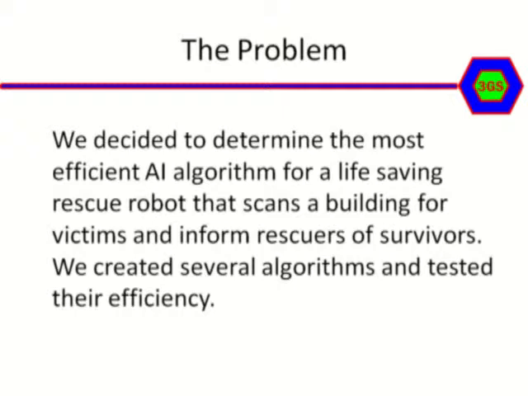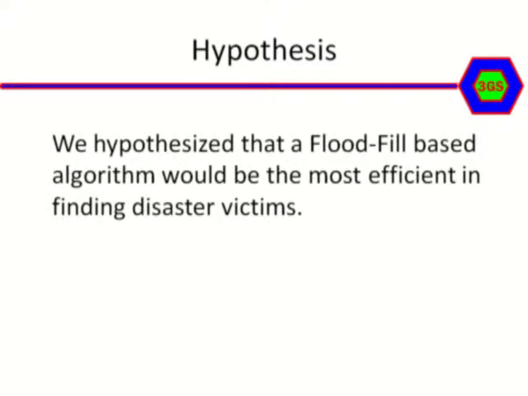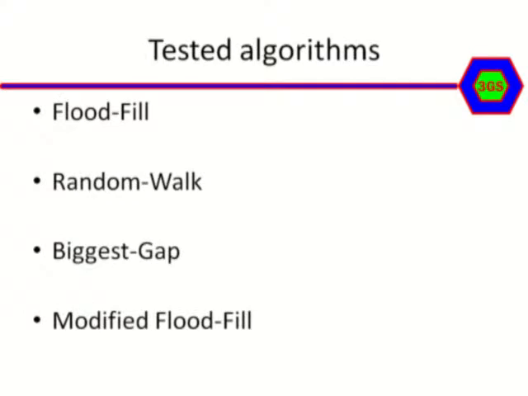We created several algorithms and tested their efficiency. We hypothesized that a flood field-based algorithm would be the most efficient in finding disaster victims. Other algorithms tested were random walk, biggest gap, and a modified version of flood field we created.